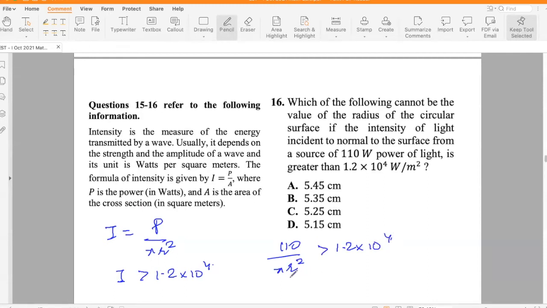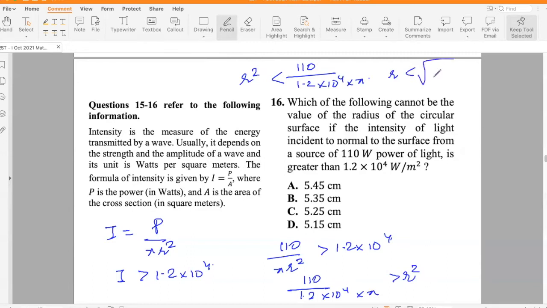So let's bring this here. So 110 by 1.2 into 10 to the power 4 into pi is greater than r squared. So r squared is less than 110 divided by 1.2 into 10 to the power 4 into pi. So r is less than square root of this whole thing. So which of the following cannot be the value? Okay, so let's plug that in.